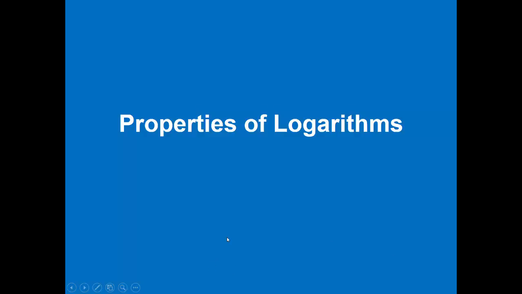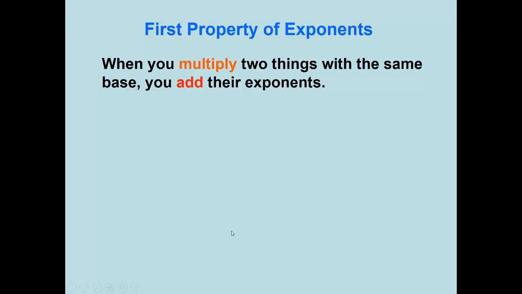Now I'm going to show you the three properties of logarithms, and it shouldn't be a big mystery that they're directly related to the three properties of exponents. The first property of exponents says when you multiply two things that have the same base, you add their exponents. Now we all know that one.